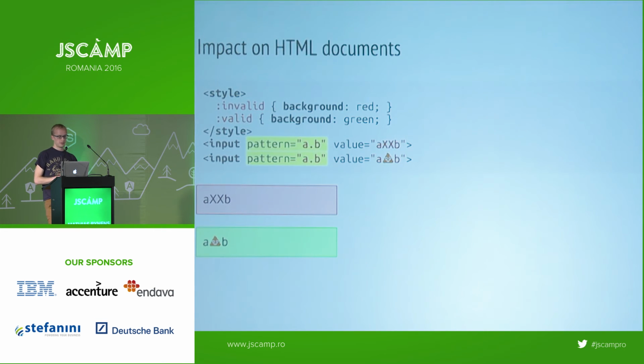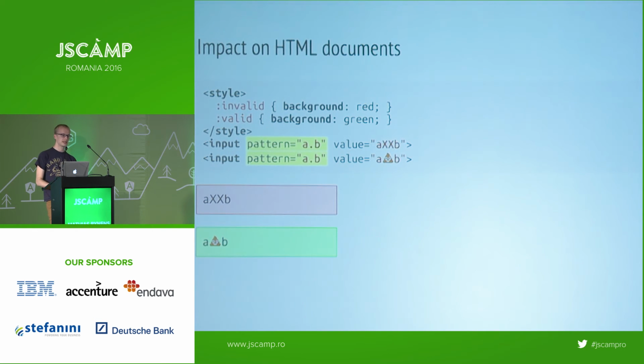Now, believe it or not, the existence of the U flag has its effect on HTML documents as well. There is this feature called the pattern attribute in HTML that you can add to an input or a textarea element, and it allows you to specify a regular expression pattern that will be applied to validate the user's inputs. And the browser then provides you with styling and scripting hooks that you can use to make stuff happen based on the input's validity.